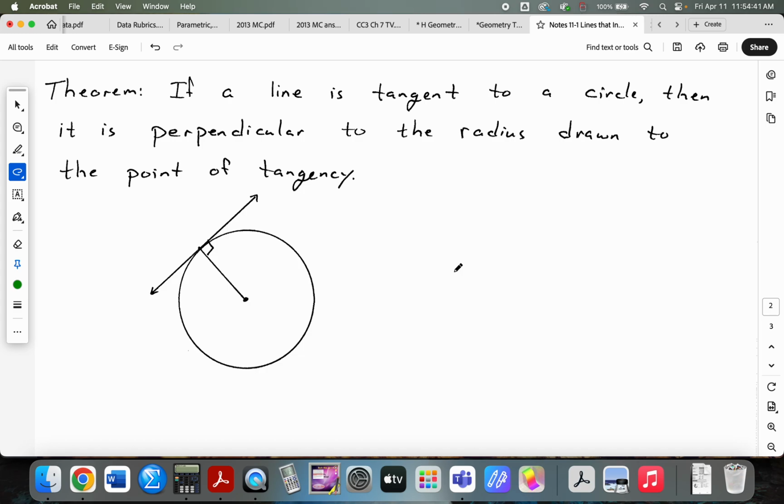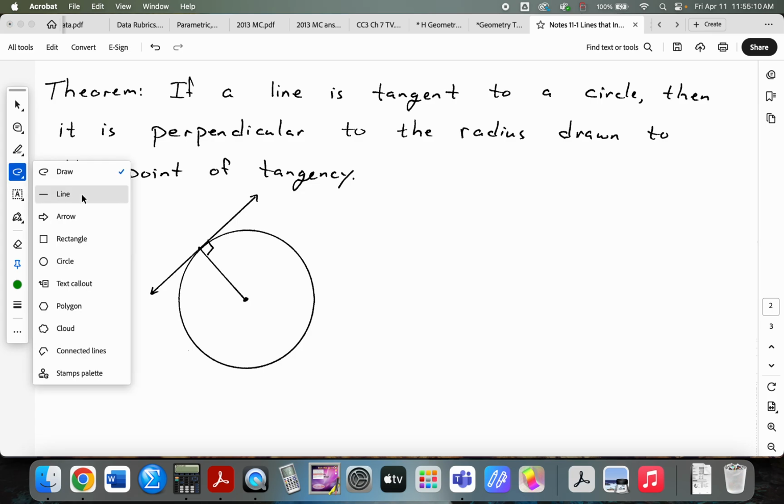All right, so if a line is tangent to a circle, so when we say a line is tangent to a circle, that means that the line is a tangent line. Then it is perpendicular to the radius drawn to the point of tangency. So if I've got a circle and I've got a tangent line and then I draw in the radius, it always makes a right angle.